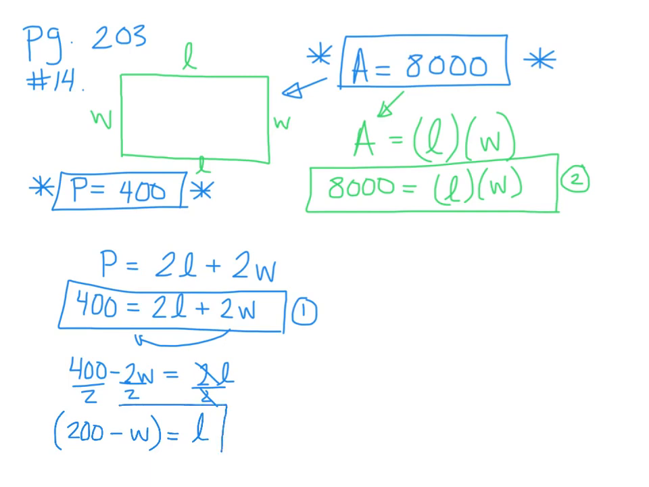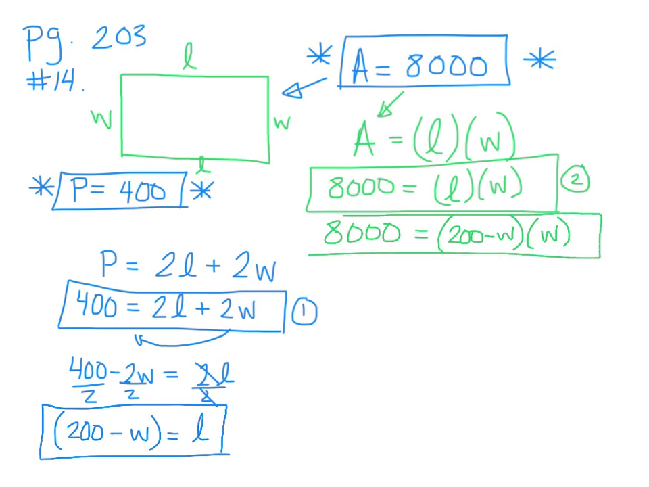Like I said, you didn't have to solve for length. You could have solved for width. But now what I'm going to do, instead of writing length in that formula, I'm going to write this thing, the 200 minus W. Okay, so that's what I'm going to be plugging in here. So I have 8,000 is equal to the length. Instead of writing L, I will write 200 minus W times W. Okay, and now I'm just trying to solve this line right here.